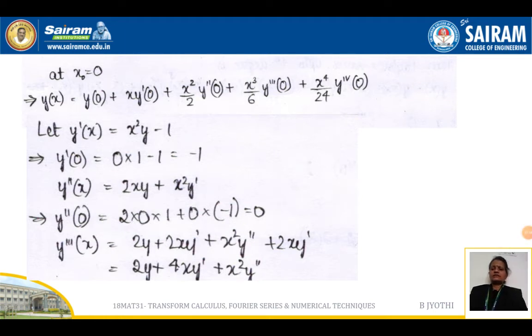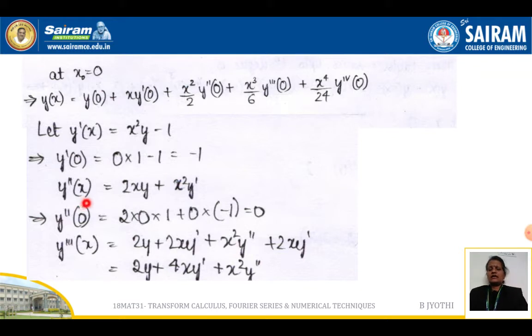At x naught equals 0, our equation, that is y of x expression, will change to y of 0 plus x y dash of 0 plus x square by 2 into y double dash of 0 plus x cube by 6 into y triple dash of 0 plus x power 4 by 24 into y 4 of 0. Now y dash of x is given by x square y minus 1. So y dash of 0 will be 0 into 1 minus 1, that gives us minus 1.